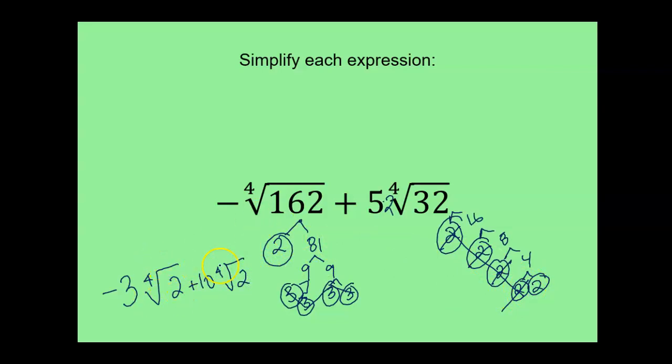So now they're like terms because they are both 4th root of 2. So now I can combine those numbers out front. -3 plus 10 is 7 4th roots of 2.